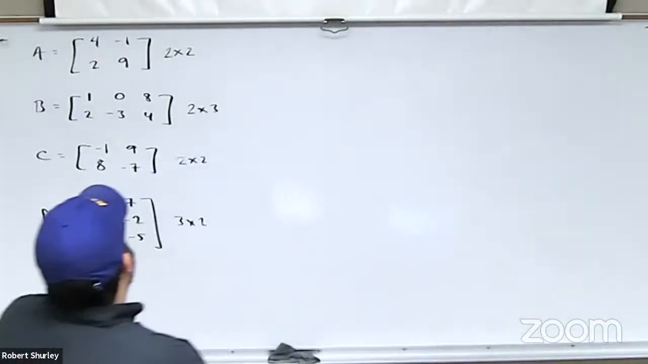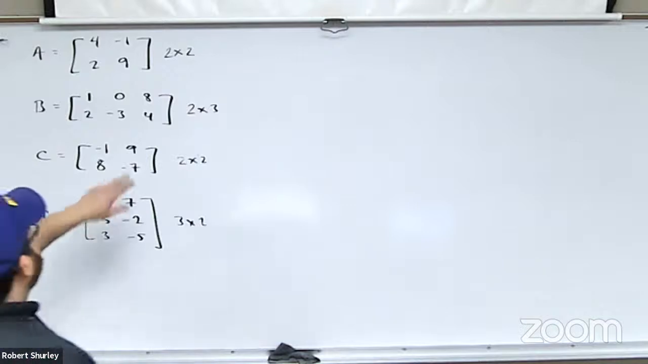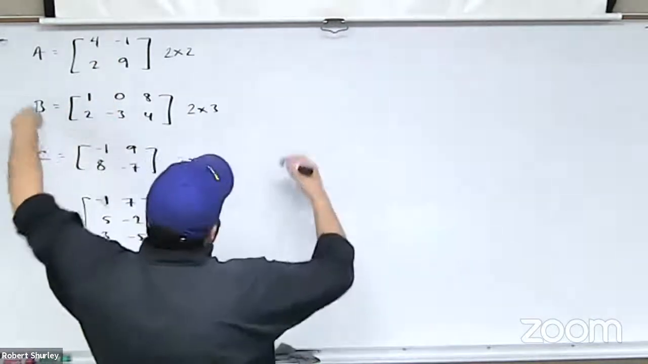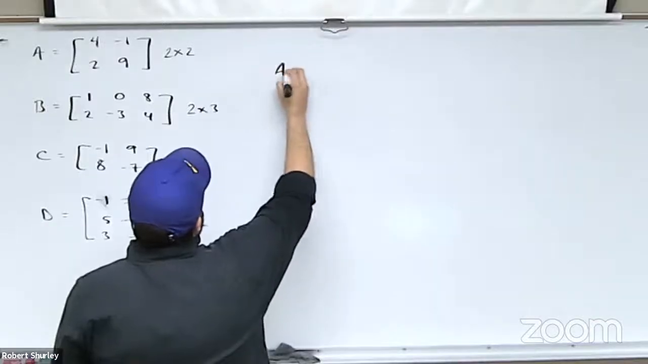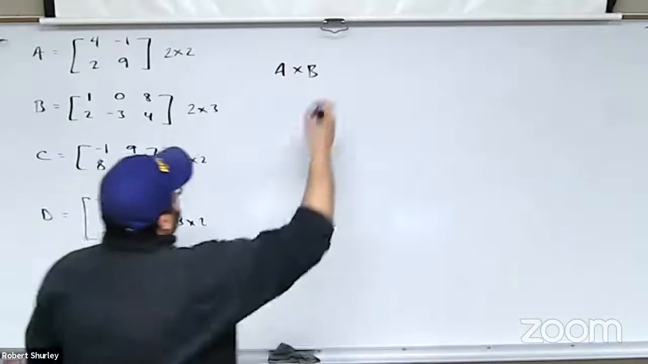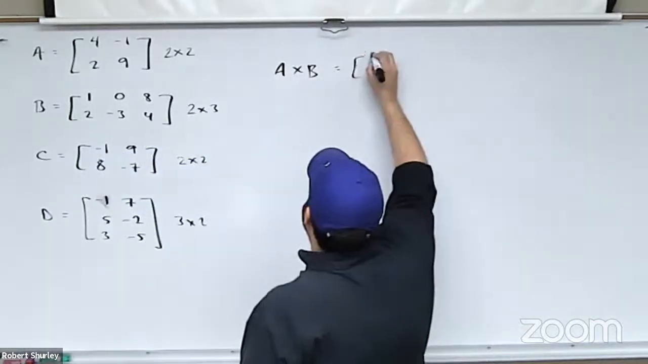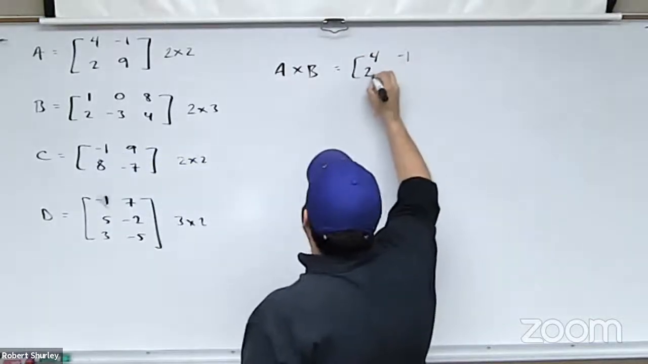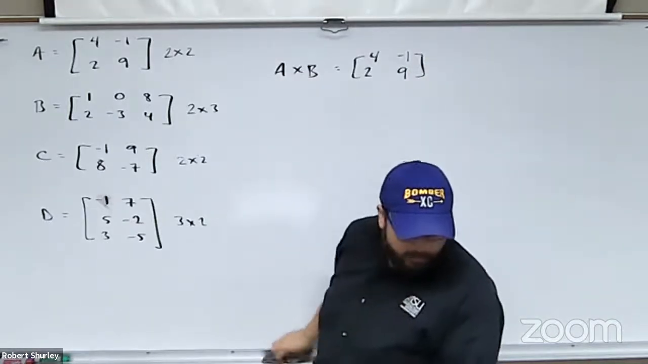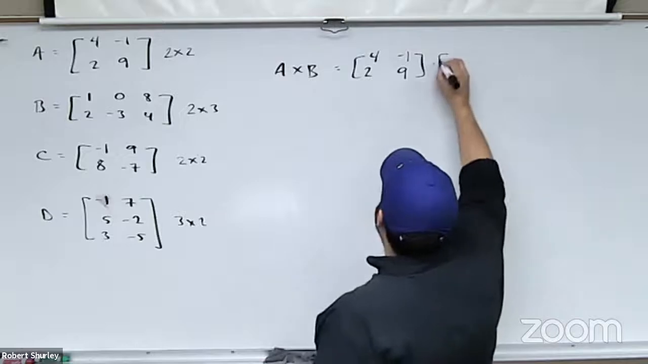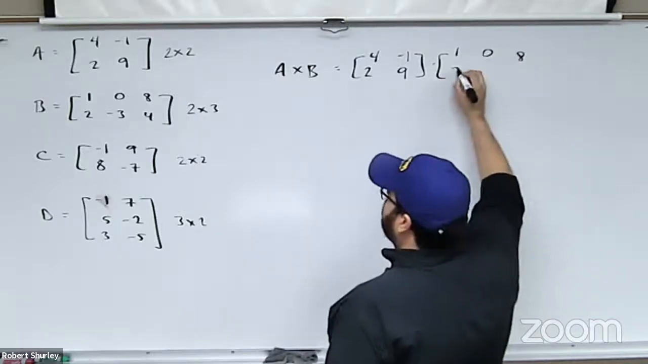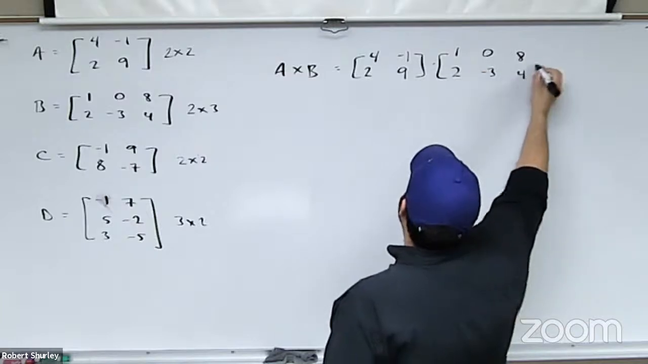Let's say we wanted, I think this one will work because this is the columns and the rows. So I think I can multiply A and B together here. A times B, okay? So I'm going to write this down: 4, -1, 2, and 9. So 4, -1, 2, 9. I'm going to multiply it by 1, 0, 8, 2, -3, and 4.